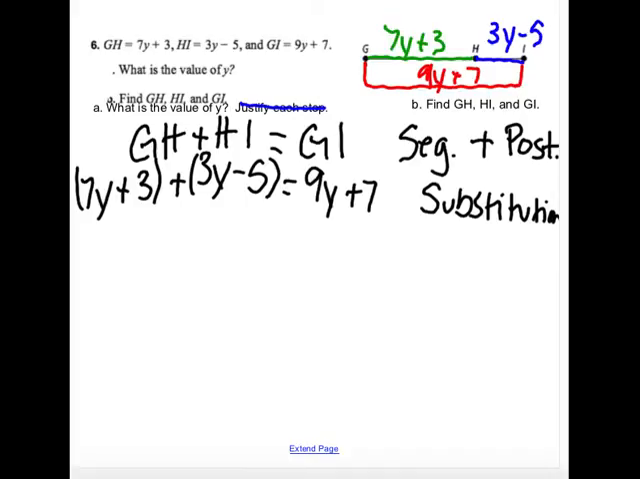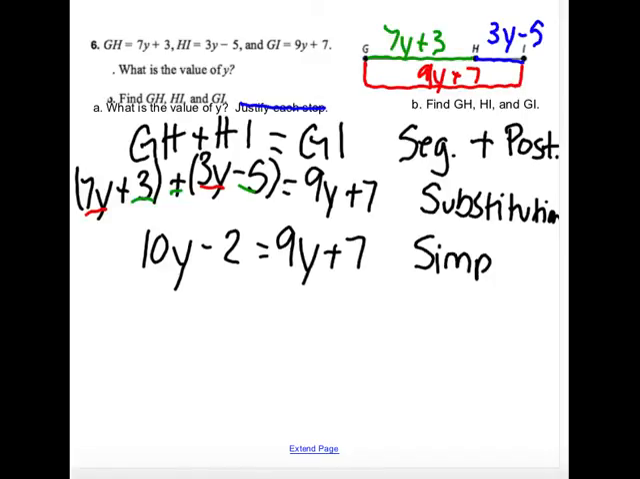So now we're just going to simplify. Combine like terms. I got 7Y plus 3Y. I know that's 10Y. And then I got 3 plus a negative 5. 3 plus a negative 5 gives me minus 2. And then leave what you have on the right side, 9Y plus 7. In that step, we just simplified.